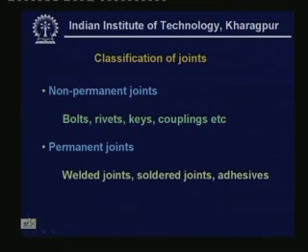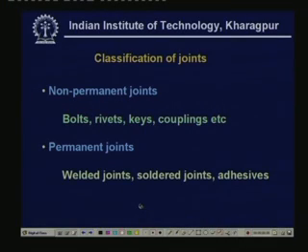So let us now look at different types of joints first. We have here the classification of joints. We have non-permanent joints. The joints are mainly of two types. The joints where the members are connected in such a way that they could be dismantled or disconnected according to our will. So without damaging the components, we can disconnect those two components.